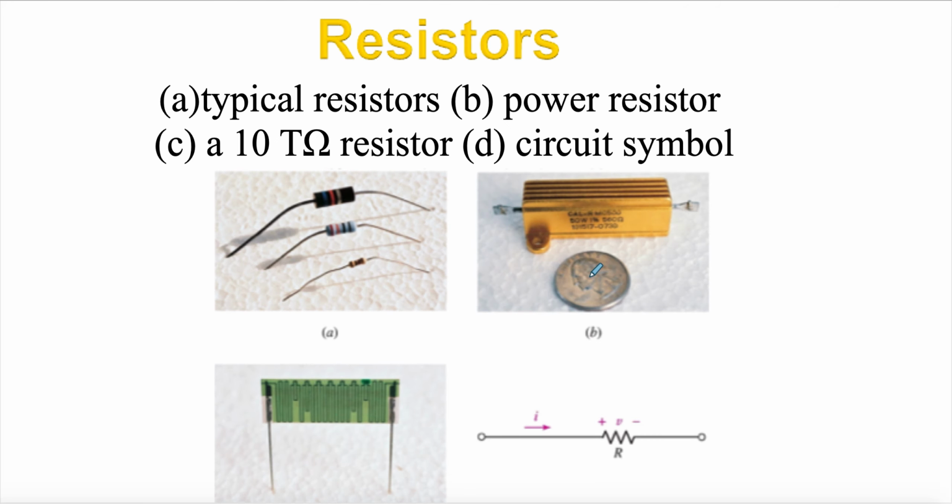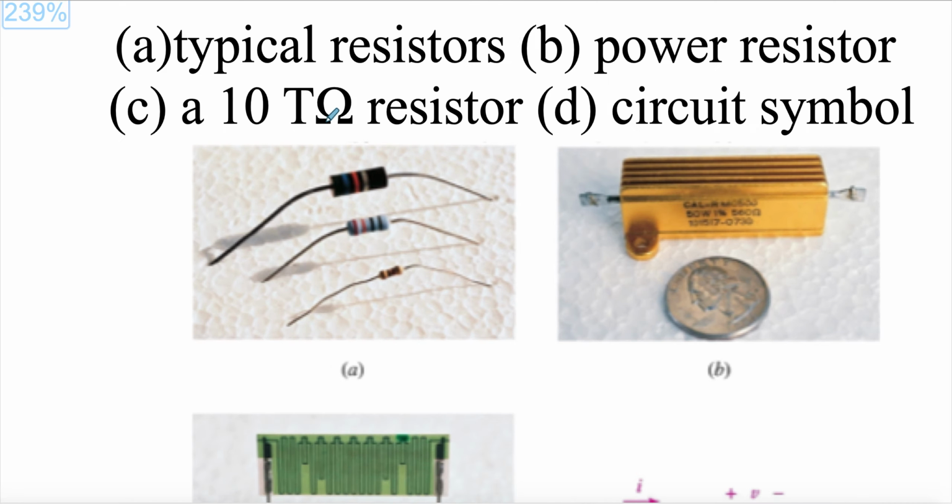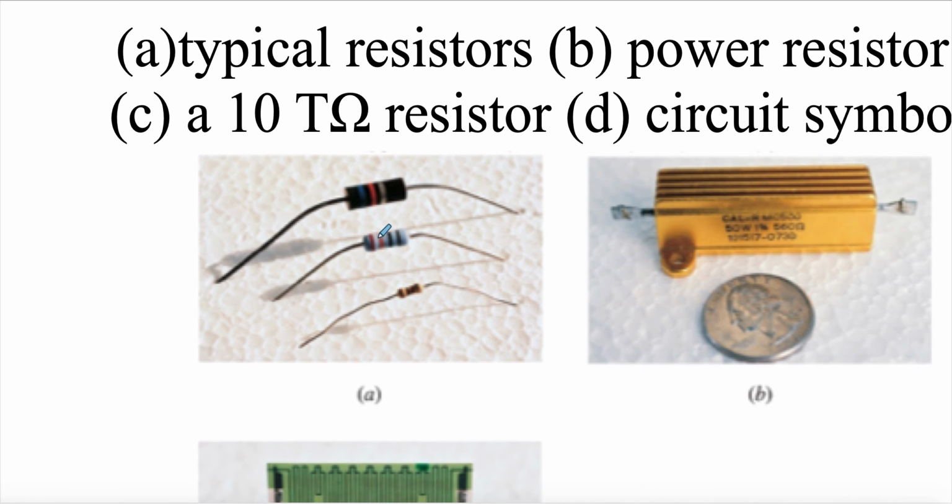Okay, so here are some more resistors. We have our typical resistors right there, which you guys saw pictures of. This is the power resistor, also called a heat sink, or a heating element, I suppose, either one. And then this guy right here is a 10 tera ohm resistor, so it's quite a bit larger and made of different materials. And then this is our symbol for resistors. If we wanted to, maybe we can try to get this one. So that's a red, orange, black, brown.